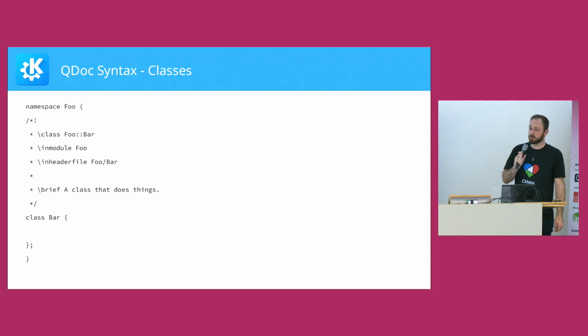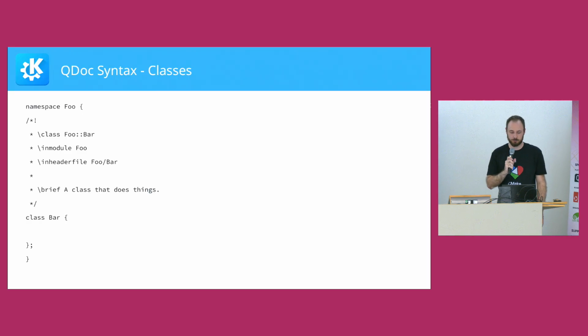Enough about the theory, let's look a bit into syntax. So this is a very basic example about documenting a class in QDoc syntax. You see the syntax for the documentation comment is slightly different to Doxygen. In Doxygen we are used to /**. Here we have /*!. That's just how it is.